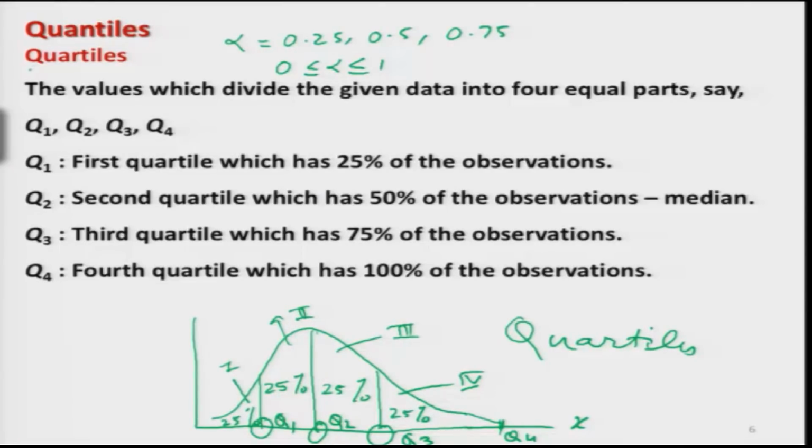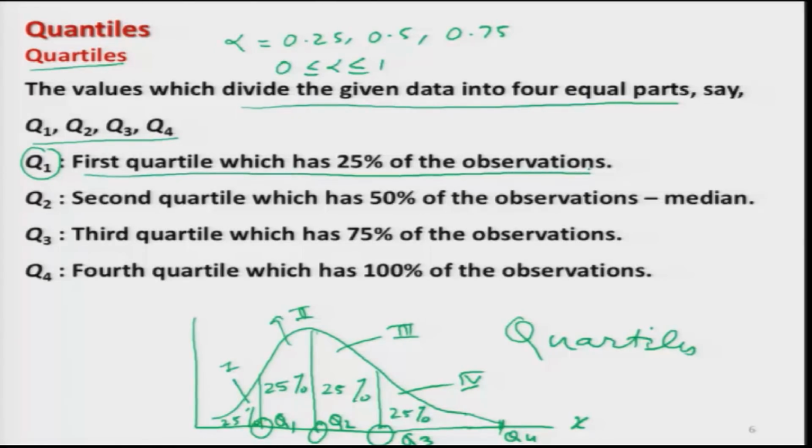So, these quartiles are the particular values of the quantiles when the entire frequency distribution is divided into 4 equal parts, and this is denoted by q1, q2, q3 and q4. So, q1 denotes the first quartile, which has 25% of the observations, and q2 is the second quartile, which has 50% of the observations.